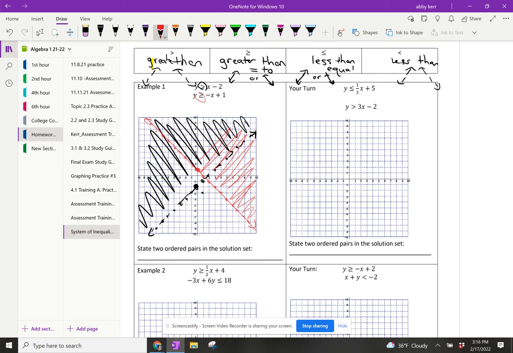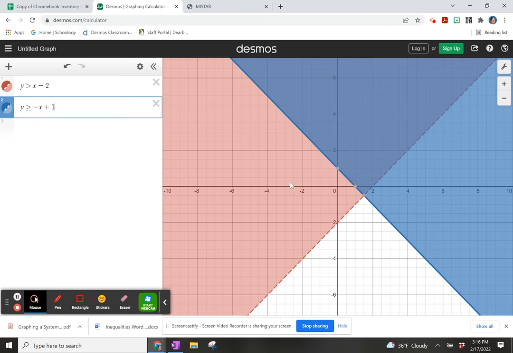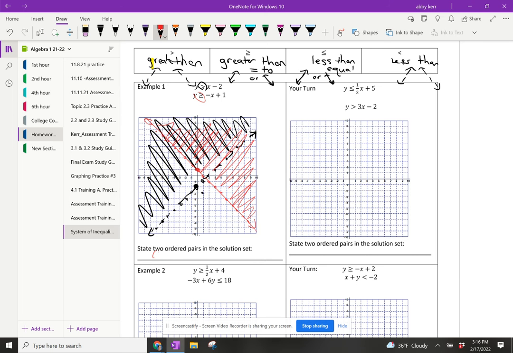Now the double shaded region is where my black and red meet, or on Desmos, you can pick any ordered pair in this region. So 4, 6 would work. 2, 6 would work. So those are two solutions. So 2, 6, 4, 6. Now you're going to do the same thing for your turn.